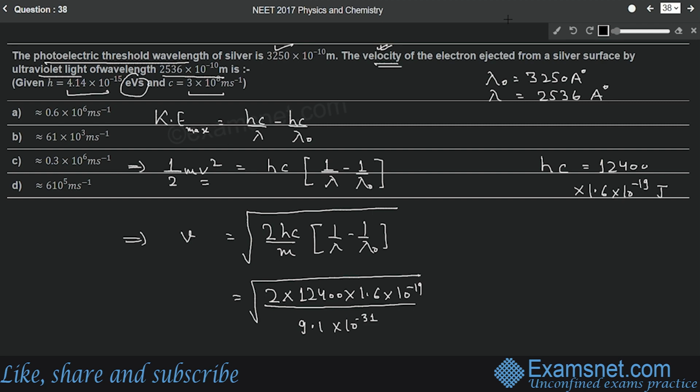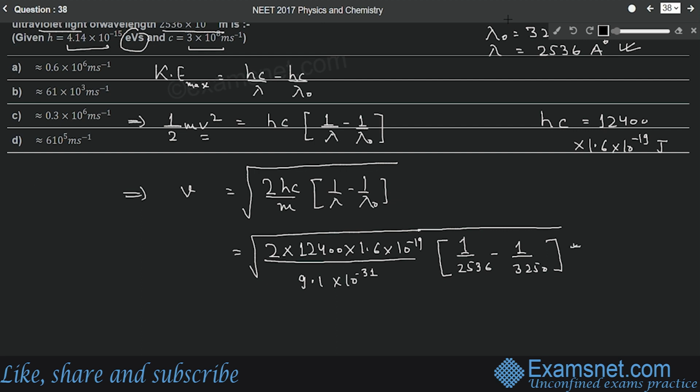Okay, this is the mass of the electron, and this side we have 1 by lambda minus 1 by lambda naught. So what is the value of lambda? 2536 angstrom. Okay, 2536 minus 1 by lambda naught. So lambda naught is 3250 angstrom. Now first we have to solve this bracket, and then we have to solve this complete expression, and that you have to do. This is quite a lengthy solution, but you have to do it. And after solving this, you'll get around 0.6 into 10 to the power 6 meter per second.